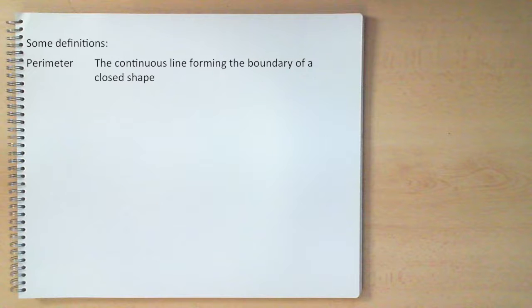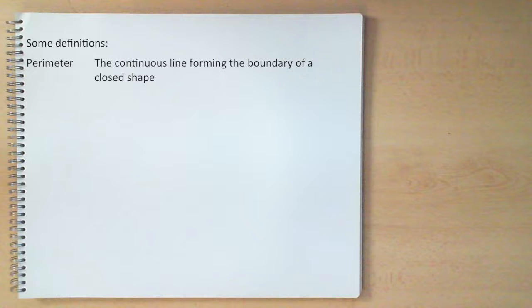This set of videos concentrates on calculating and using in other calculations the perimeter and area of different shapes. So first of all, let's define those things. The perimeter first. Perimeter is a continuous line forming the boundary of a closed shape.